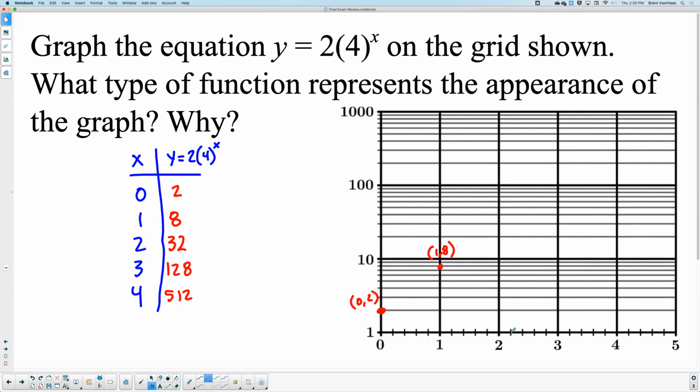Then I would plot 2, 32. 10, 20, 30. That's 2, comma 32. 3, 128. There's 100. How much is this right here? 200. So 128 is somewhere in there. 3, 128. And then finally, 4, 512. That's 100, 200, 300, 400, 500. It's going to be barely bigger than 500. 4, comma 512.